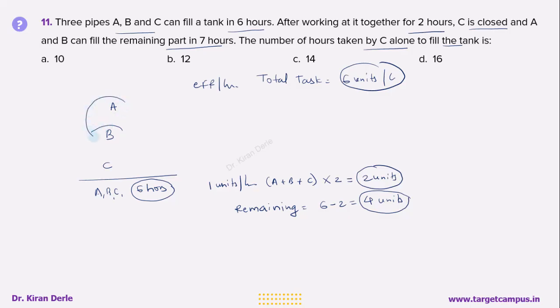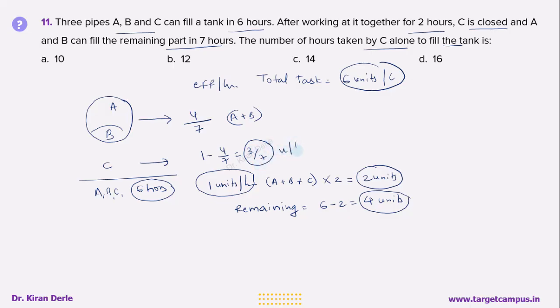So this remaining part of 4 units is done by A and B together in 7 hours. So what is the efficiency of A and B together? It is 4 units in 7 hours, 4 by 7. This is A plus B. Now, can you calculate the value of C then? Yes, because we have total A plus B plus C as 1, out of which A plus B is 4 by 7. So C must be 1 minus 4 by 7, or 3 by 7. This is the efficiency of C, that C is putting in 3 by 7 units per hour.